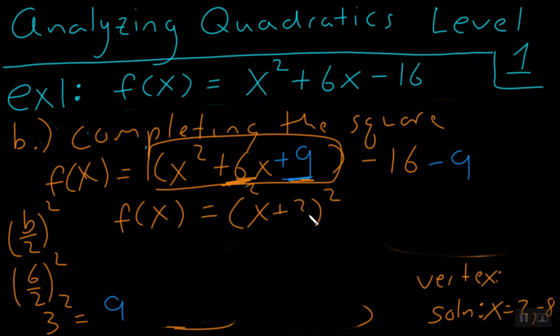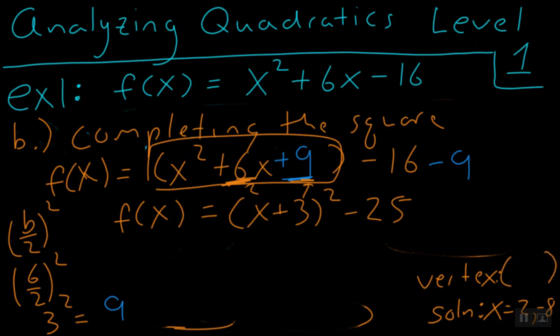6 divided by 2 is 3. And 3 times 3 is 9. That's how you can test out if you have the right number. Now from here, negative 16 minus 9 is negative 25. And this actually allows me to solve for my vertex.